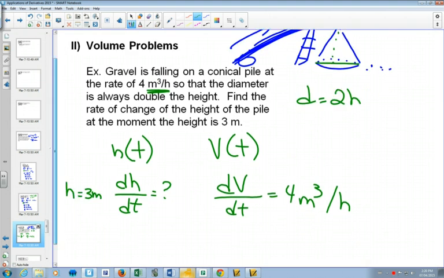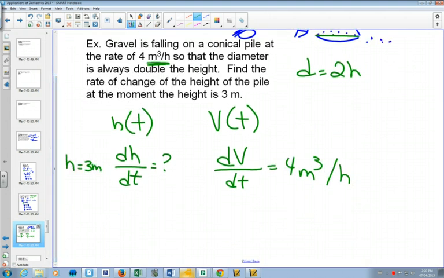So now we need to come up with the equation that relates these two things. Do we have a volume formula for a cone? Yes. Do any of us know it? No. Okay, how do I remember the volume formula for a cone? First of all, I know the volume formula for a cylinder. Do you know the volume formula for a cylinder? The volume formula, height times pi r squared.